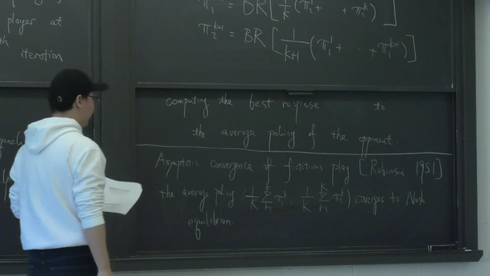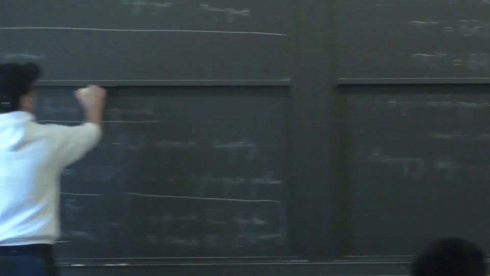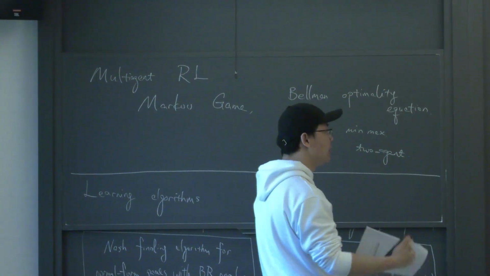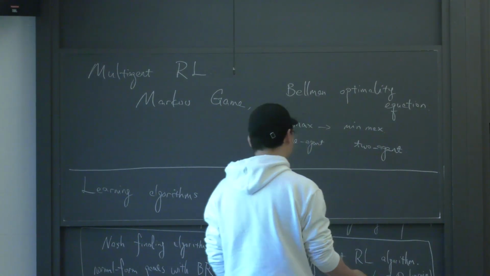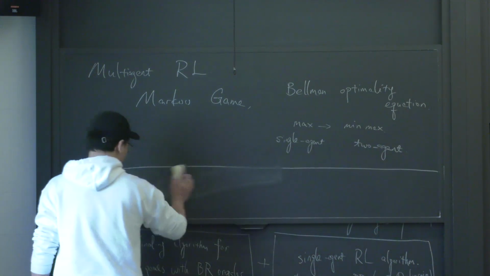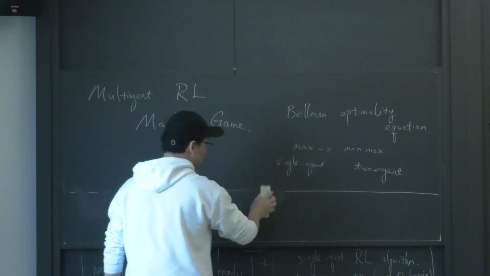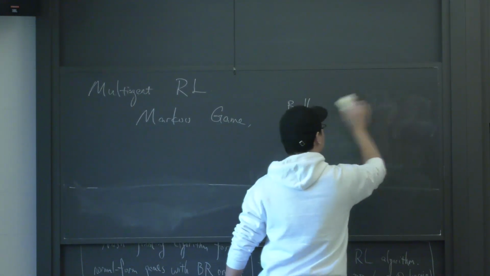So this is actually a very, very famous result back in 1951. It's also surprising to a lot of people because this is just such a simple dynamics that eventually guarantees you will converge to Nash equilibrium. This is also the reason that even nowadays there are still a lot of algorithms that leverage the fictitious play algorithm to compute a Nash equilibrium.